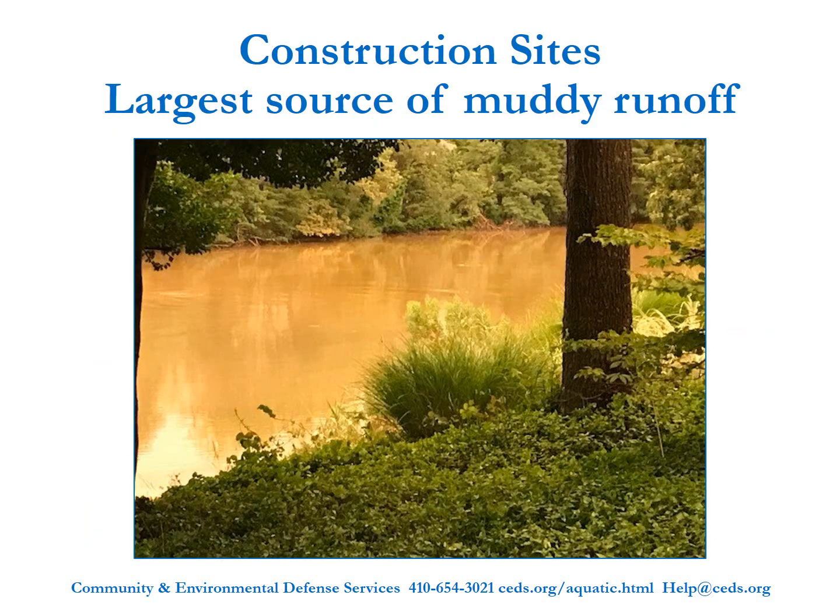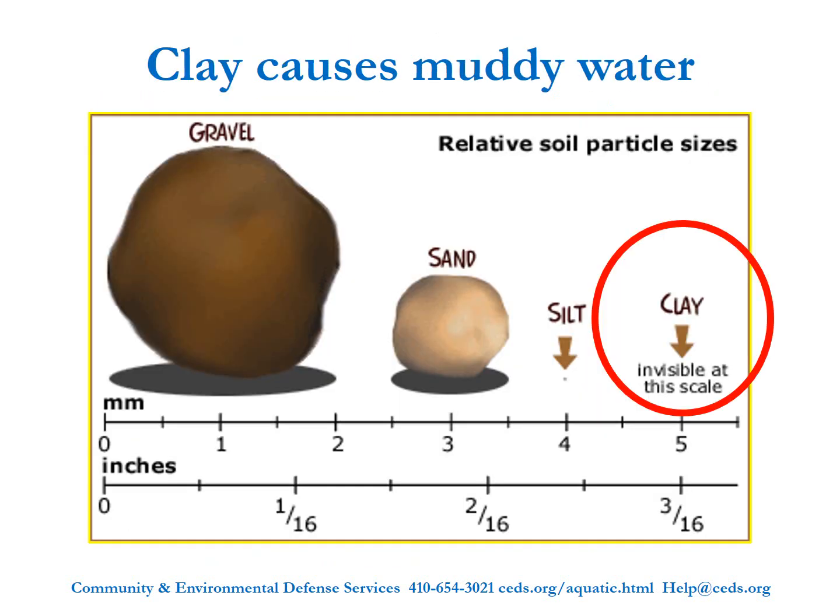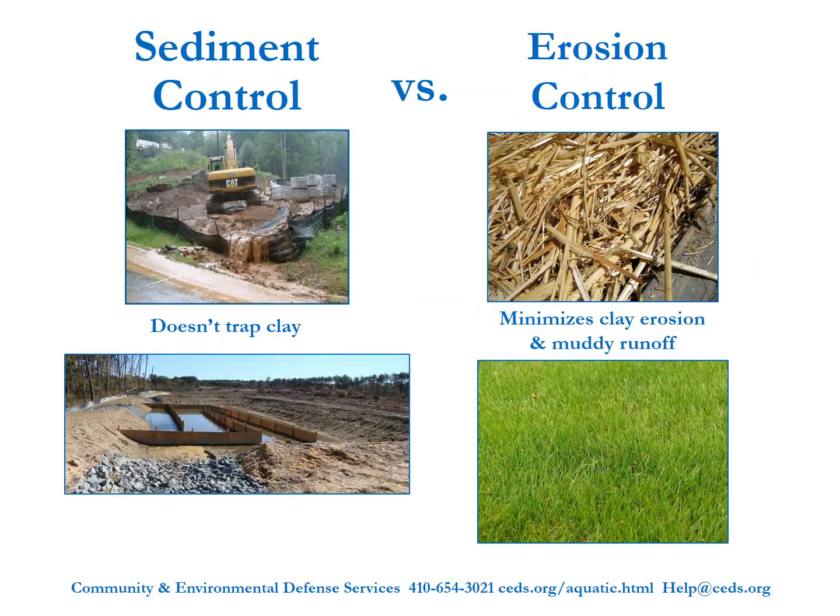First, construction sites. They're the single largest source of muddy water like that which made this creek so unpleasant looking. Most of the muddiness that you see in construction site runoff is due to clay particles and finer silt as well. As you can see, the clay particles are extremely small.